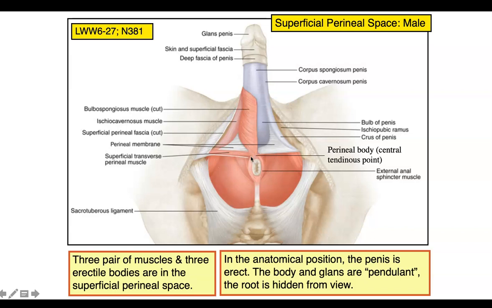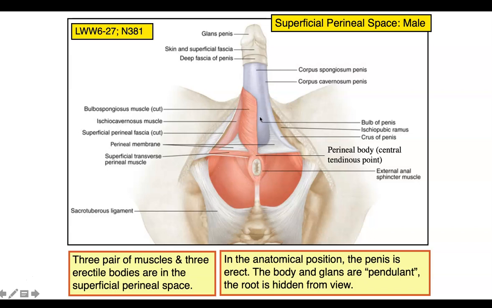And this bulbospongiosus muscle and superficial transverse perineal muscle, and also you can see surrounding the anal canal is the external anal sphincter muscle. All these muscles are attached or inserted into a central tendinous point, which is called the perineal body. The perineal body is a fibrous band which lies in the center of the perineum, and it receives the attachments of all these muscles: the bulbospongiosus, superficial transverse perineal, external anal sphincter.